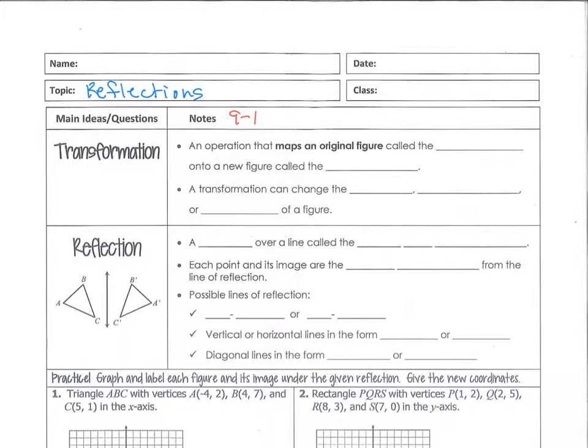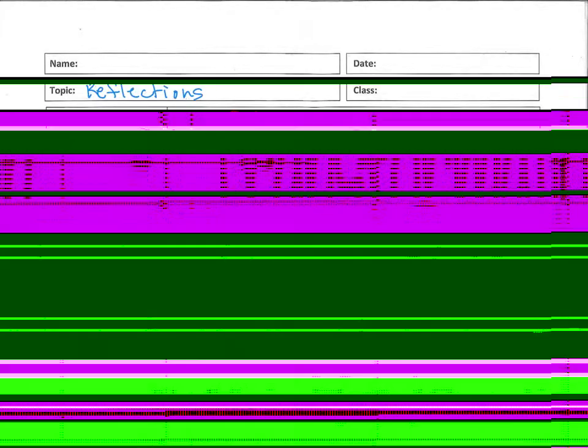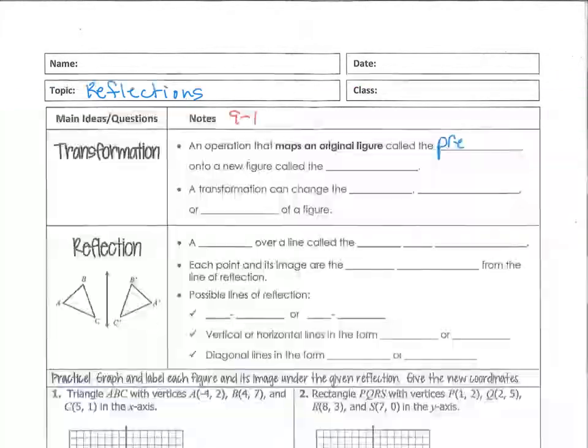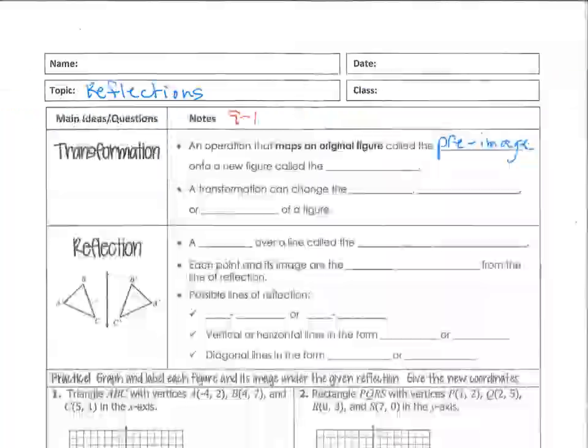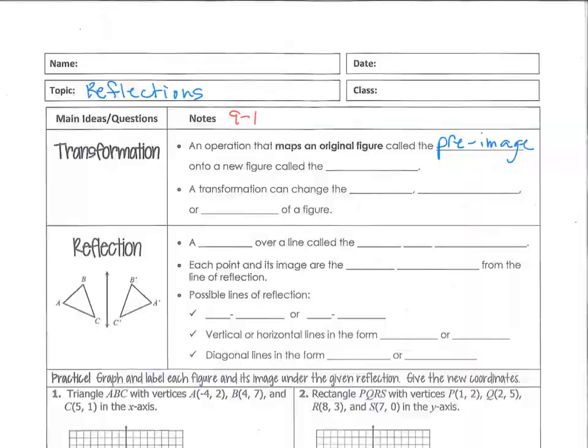So an operation that maps an original figure, so you're going to be given an original figure and do something to that figure to create a new figure. So an operation that maps an original figure is called the preimage. So you'll hear me talking a lot about preimage. That's your original figure onto a new figure called the image.